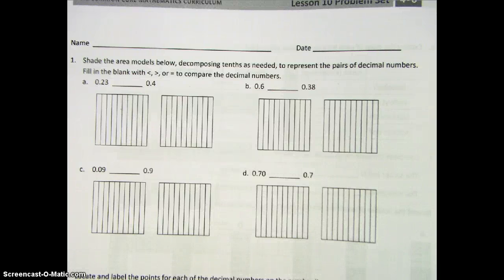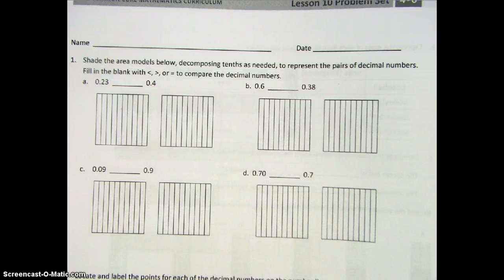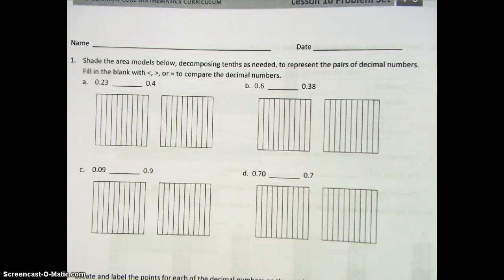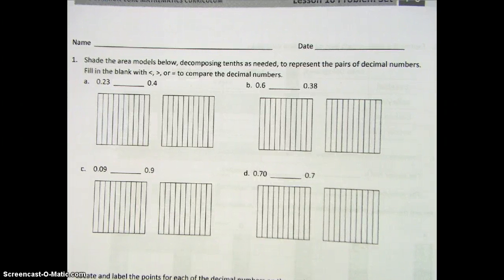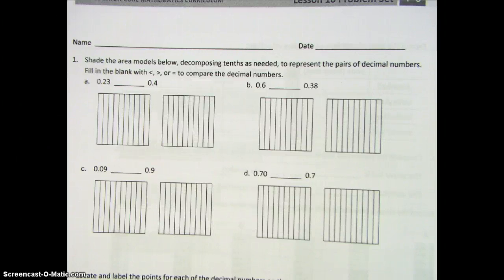Okay, so today we're on lesson 10. We're going to use area models and the number line to compare decimal numbers and record comparisons using less than, greater than, or equal to. So starting with number 1, we're going to shade the area models below, decomposing tenths as needed to represent the pairs of decimal numbers. Fill in the blanks with less than, greater than, or equal to compare the decimal numbers.